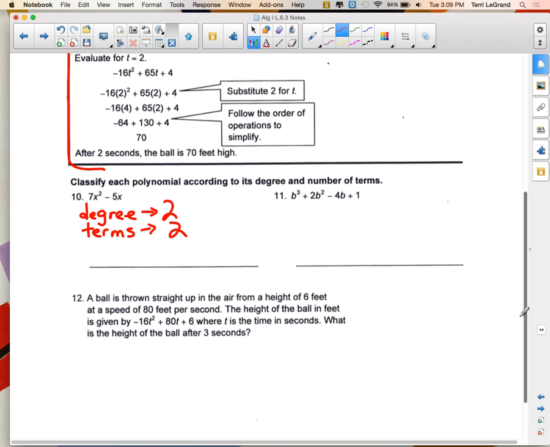Okay, what's its first name? Quadratic. And learn how to spell these. Quadratic. It's quadratic because it's degree 2. What's its last name? Binomial because it has 2 terms. It is a quadratic binomial. You need to know these things. Okay, go ahead and do number 11 on your own. Tell what degree it is, tell how many terms there are, name it, classify it.